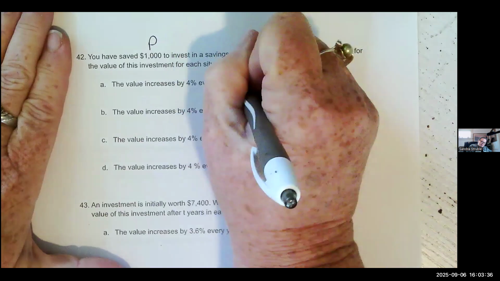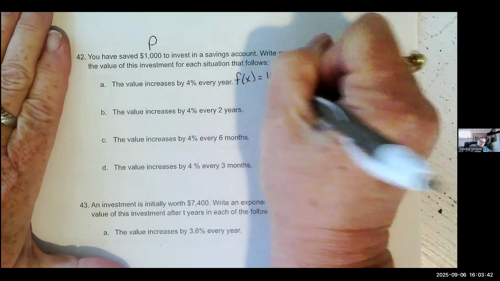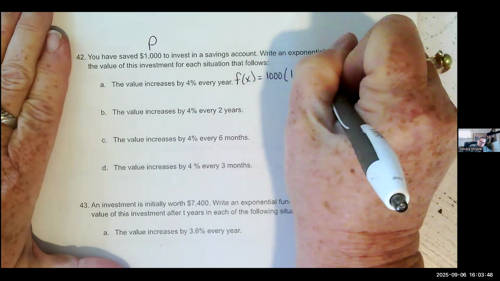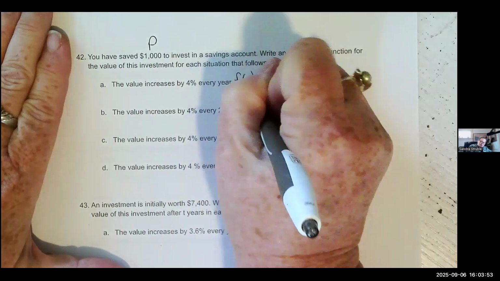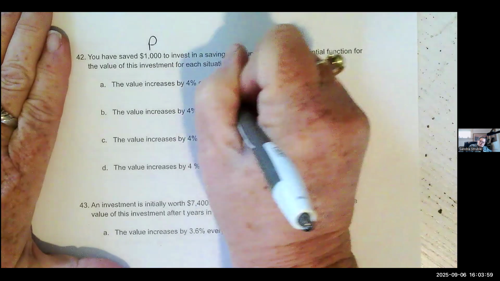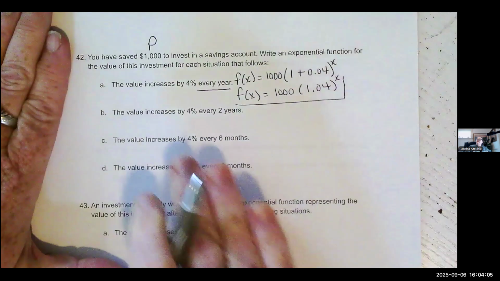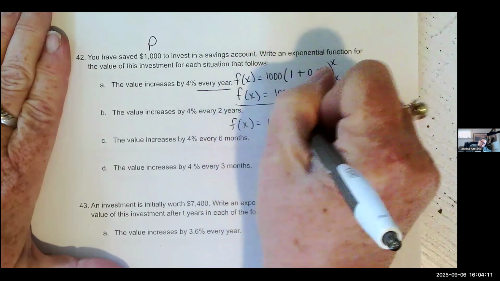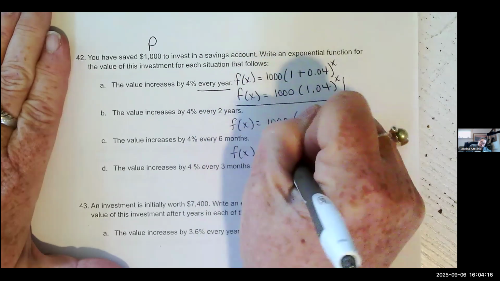So I'm going to have f of x is equal to 1,000. It's 4%, so that's 1, and it's growth, plus 0.04 to the, and this one's every year, x. So my answer is f of x is 1,000 times 1.04, and because it's every year, the exponent is x, and that's the answer for that one. The next three, I'm going to write f of x is equal to 1,000 times 1.04, and I'm stopping there because I want to discuss that the only thing different here is the exponent.